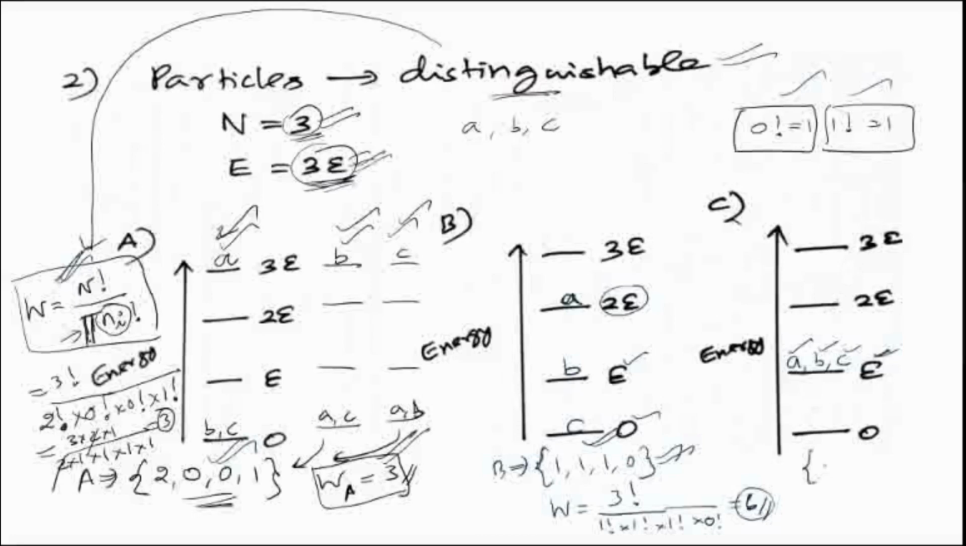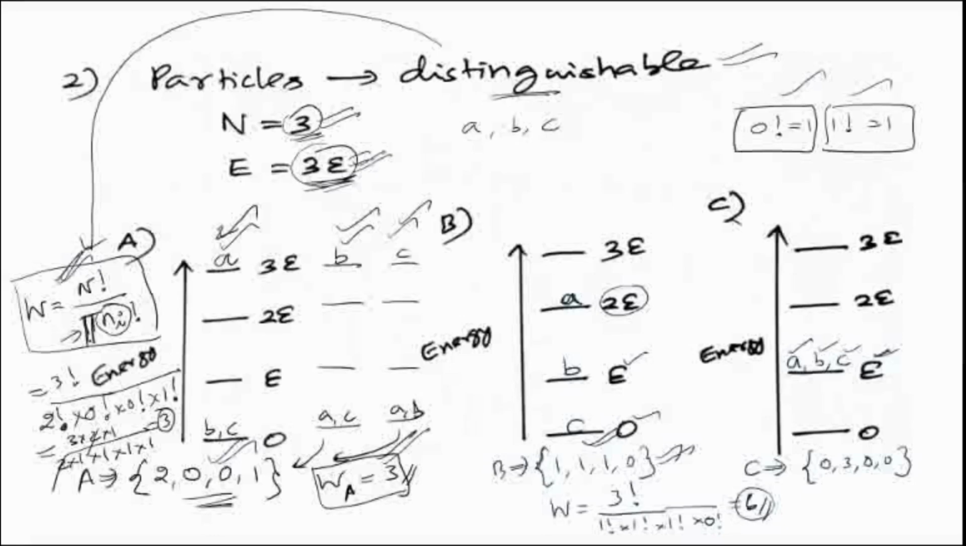But what is the occupation index? 0, 3, 0, 0. Now compare this occupation index with the earlier two, that is the distributions A and B. If you compare this occupation index with A and with B, definitely it is different. So let me call this distribution C. It is also another macrostate. So for three distinguishable particles with the total energy 3E, we have three macrostates: A, B, and C.